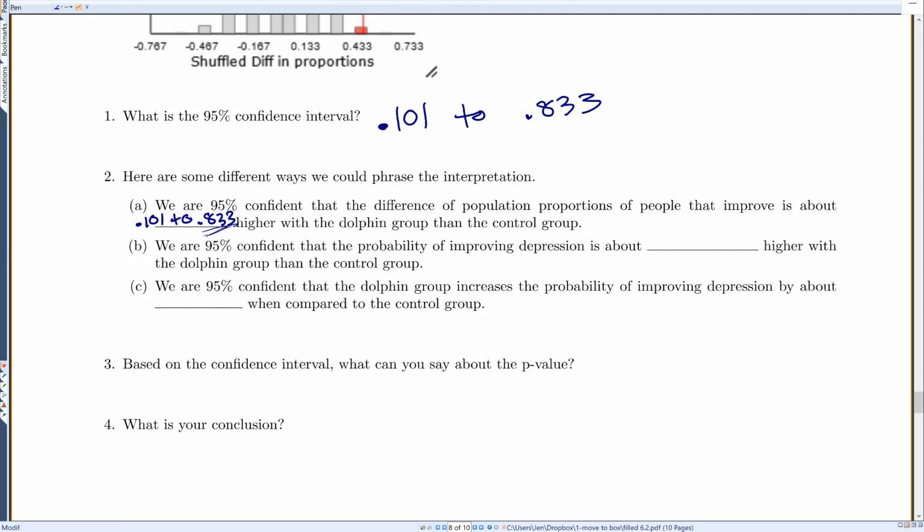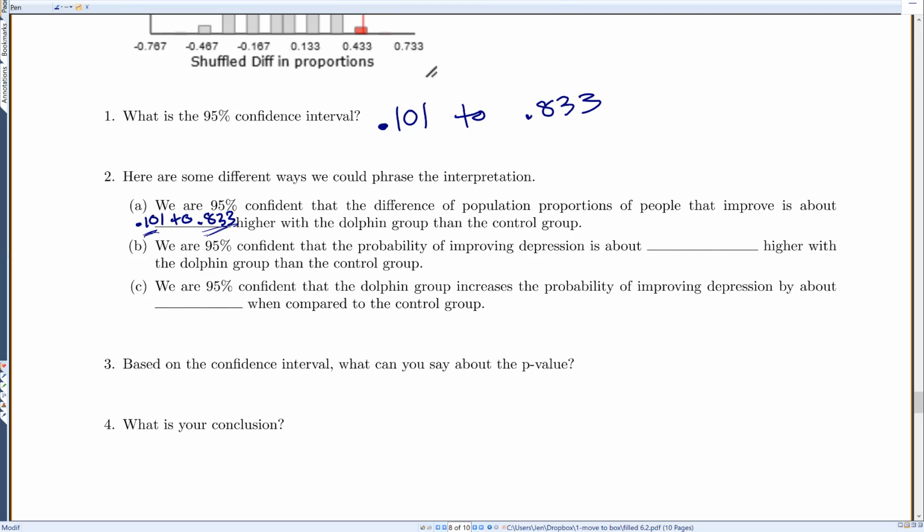That's really big, right? I mean, that's a big spread, so we're not super sure what it is. But if you were told that the chance to improve was like 0.83 higher with the dolphin group, I'd probably sign up to go swim with dolphins, right? Whereas if someone told you the chance to improve might only be a difference of 0.1, you might not be so impressed.